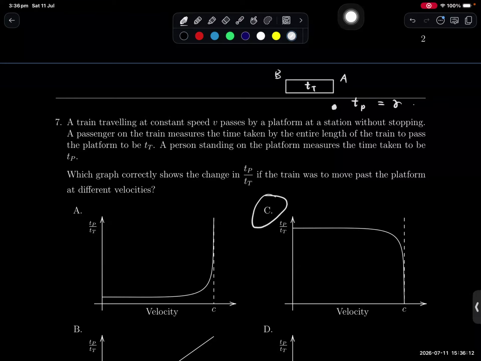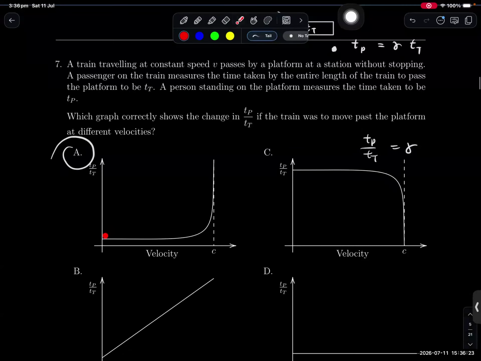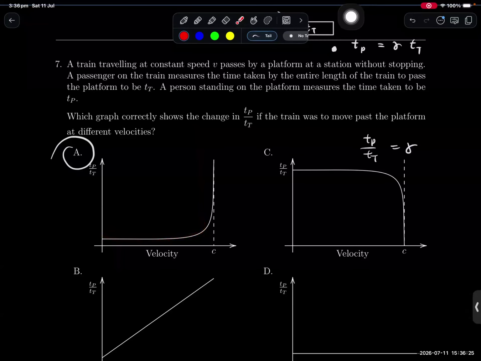TP is equal to gamma times TT. Therefore, TP over TT is equal to gamma. Sorry, which should be something like this. We know how the Lorentz factor function looks like this, okay? So the correct answer is A.